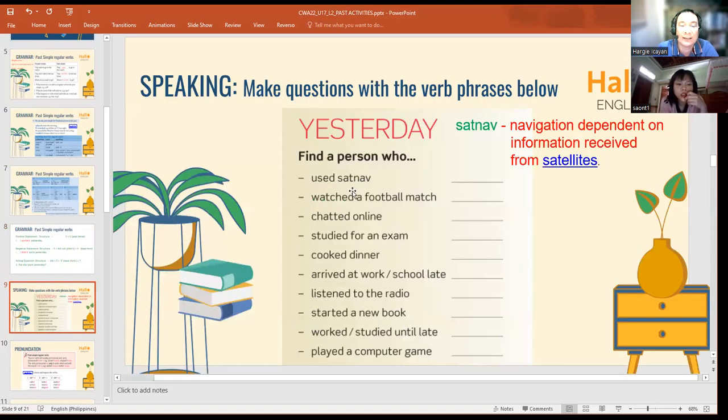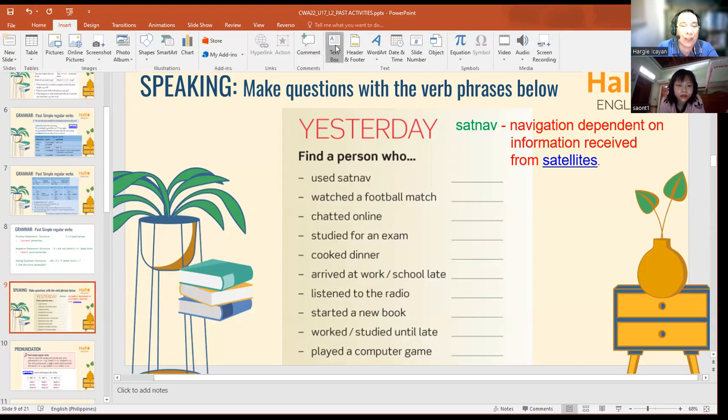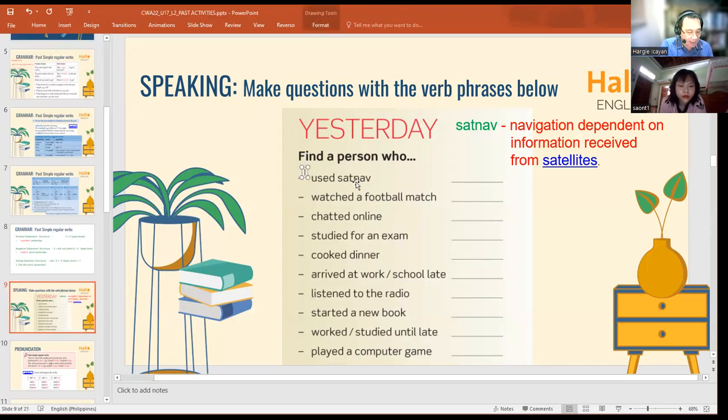So how are you going to do that? Did you use satnav yesterday? Okay. So are we going to do this one also? Let me see. Am I going to write it in here? Did you use satnav yesterday?